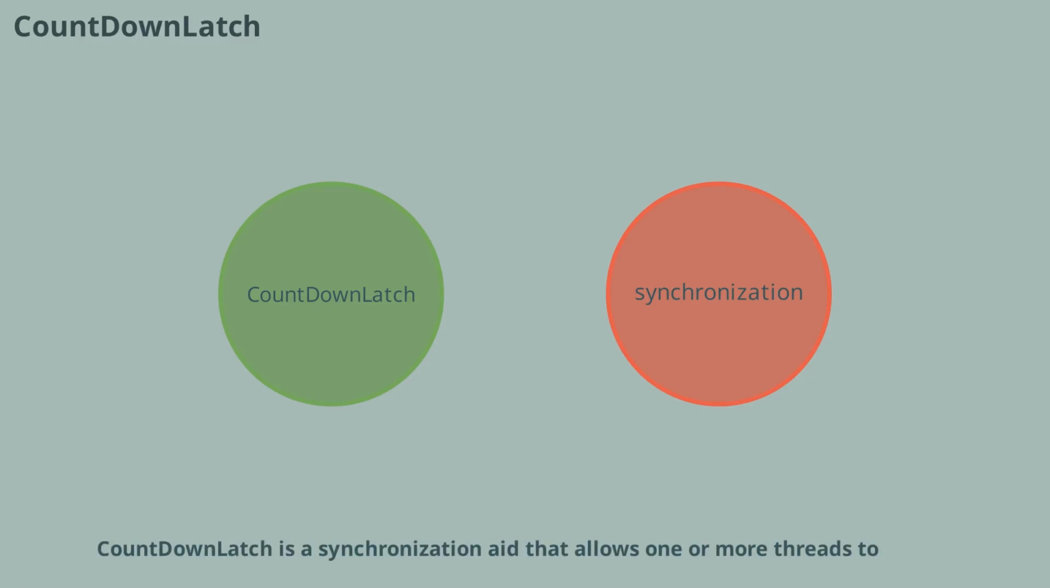counter. CountDownLatch is a synchronization aid that allows one or more threads to wait until a set of operations being performed by other threads completes. You initialize it with a count, and each thread calls countDown when it finishes. The waiting thread calls await, blocking until the count reaches 0. This is useful for coordinating tasks like waiting for multiple services to start.